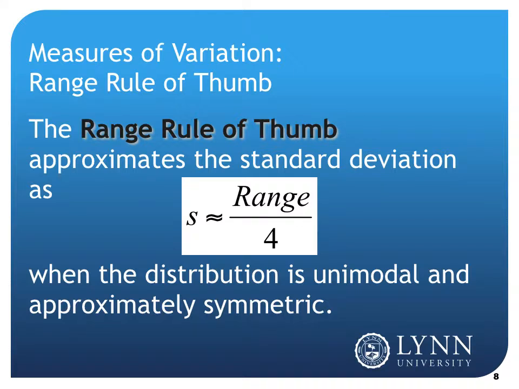Another measure of variation is what's called the range rule of thumb. The range rule of thumb approximates the standard deviation, and it's a very simple formula. You calculate the range of a data set, highest minus lowest, and divide by 4. That's going to give you an estimate, maybe estimate's too strong a word, a guesstimate of what the standard deviation is. It was helpful before computers were around and in widespread use. Nowadays, it's just as fast, if not faster, to calculate the actual standard deviation.